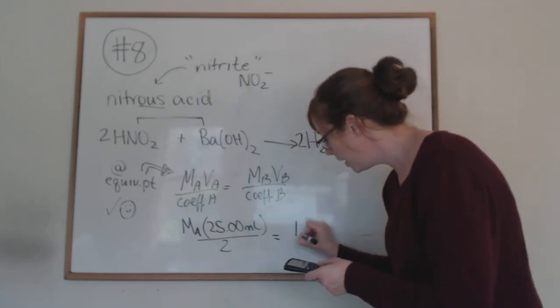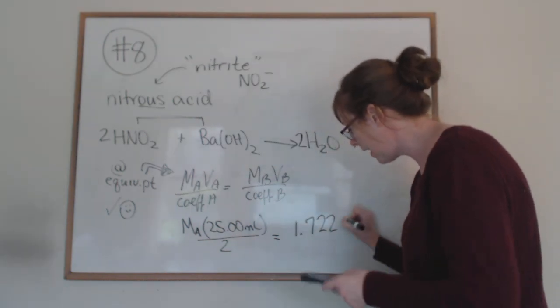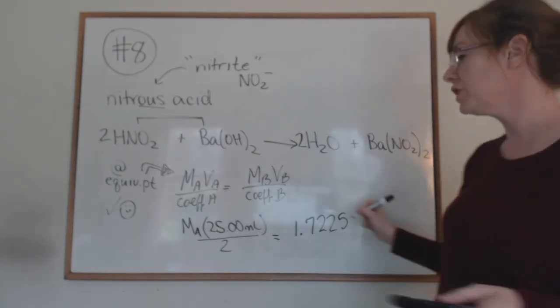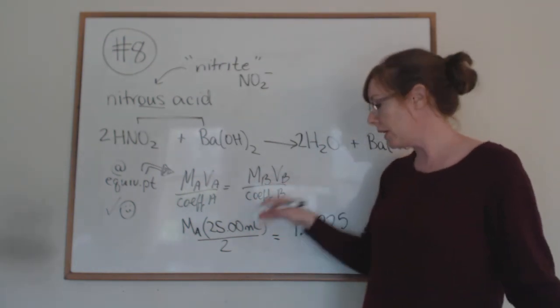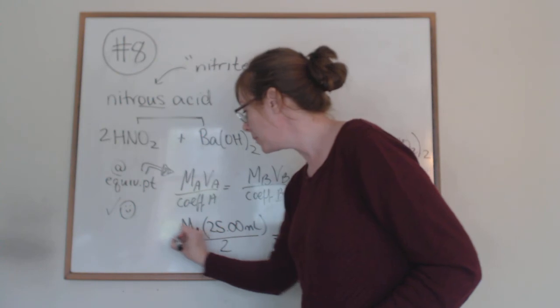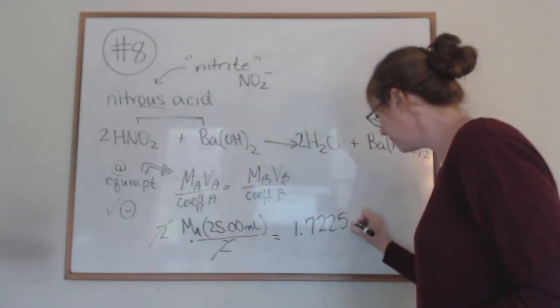So it becomes 1.7225. It's the part of the equation that doesn't have an unknown, so I always do that side first. Then I'll just multiply both sides by 2 to get rid of that number.